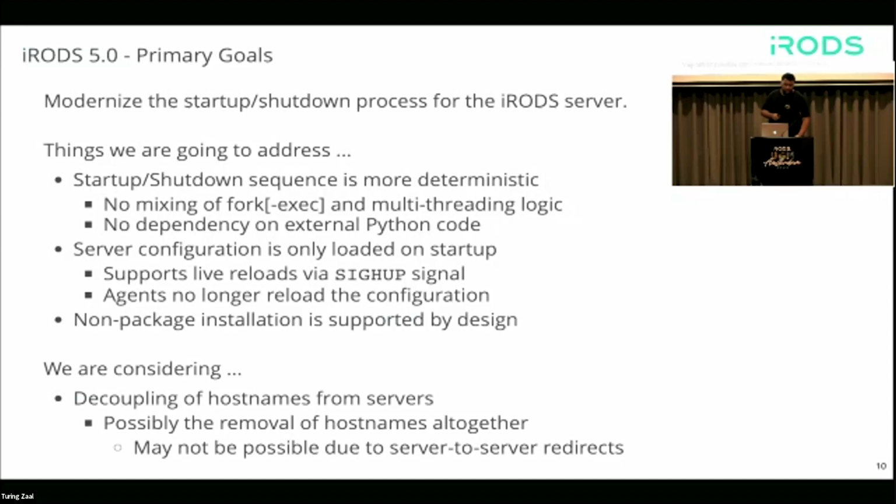So some of the ways that we want to address this is that we want to make the startup and shutdown process more deterministic. That means we want to avoid mixing fork and exec and multi-threaded code. We also want to remove dependencies on the Python scripts. Right now, anyone that's deeply familiar with iRODS knows that the iRODS startup and shutdown process depends a lot on Python code. And so there's no reason for us to continue doing that.